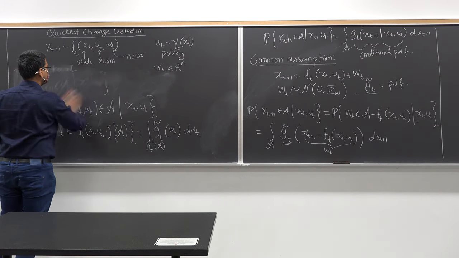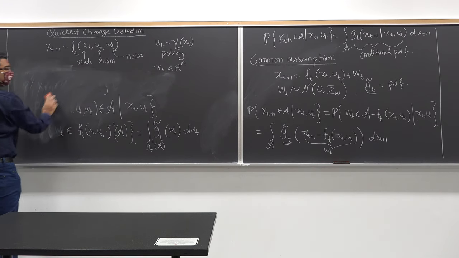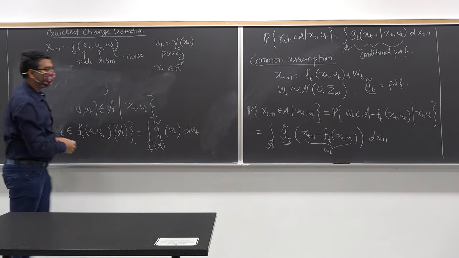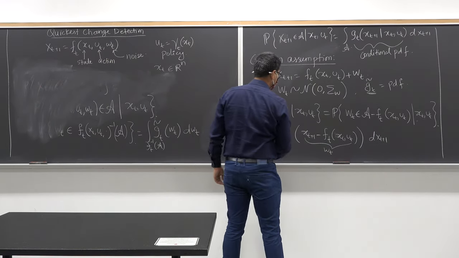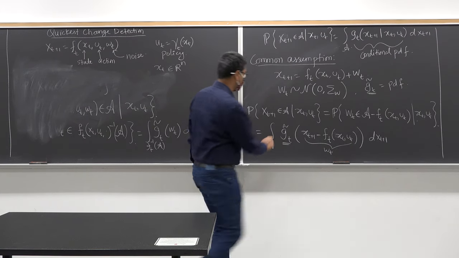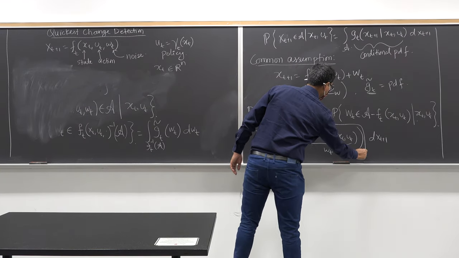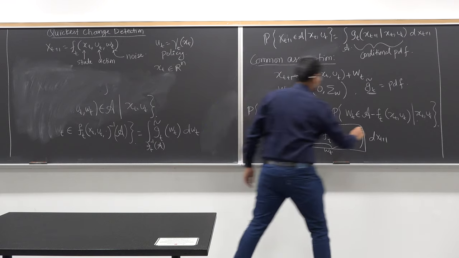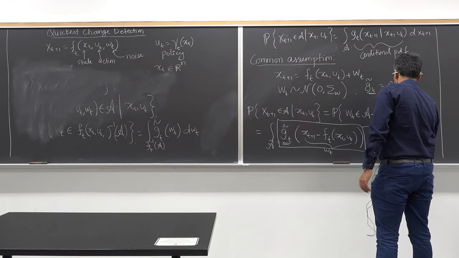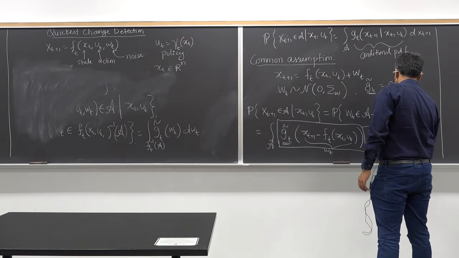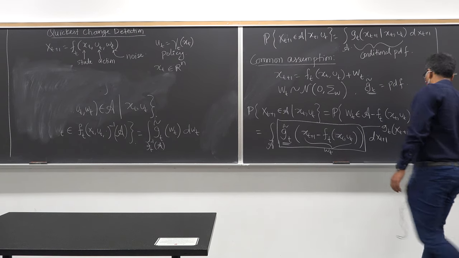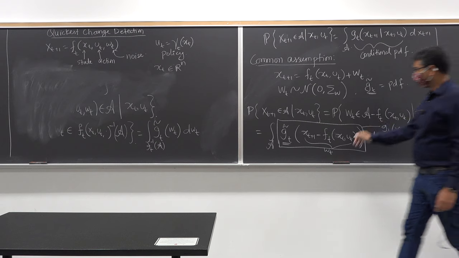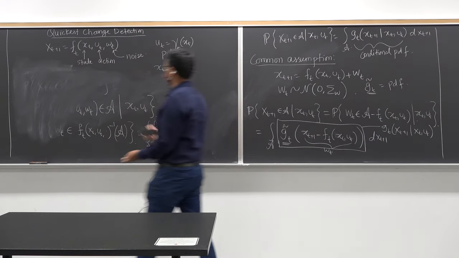And let me write it here. Maybe I should write it here. So this term is GT of XT plus 1 given XT, UT. This whole term that you see in the box.